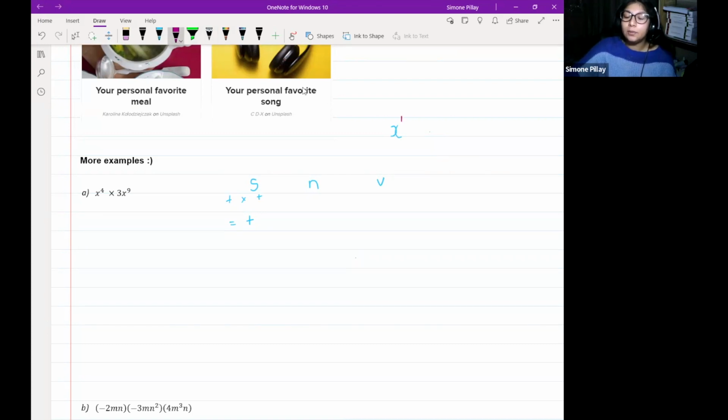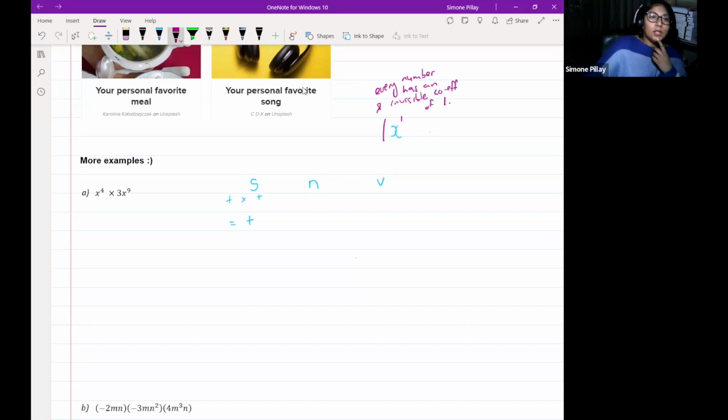number or every variable has an invisible exponent of 1, it also has an invisible coefficient. So let's write that over here. Every number has an invisible coefficient of 1. And so let's look at what my numbers are, knowing that there's an invisible 1 over there. My numbers that I'm multiplying, it's 1 and 3, and that's going to give me 3.